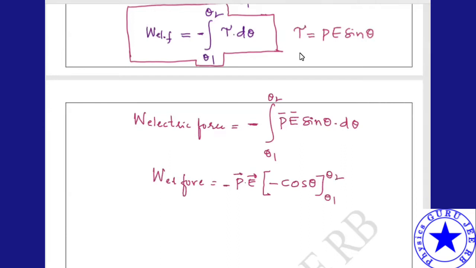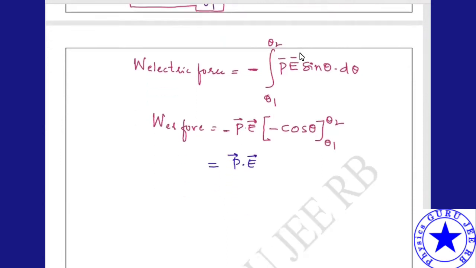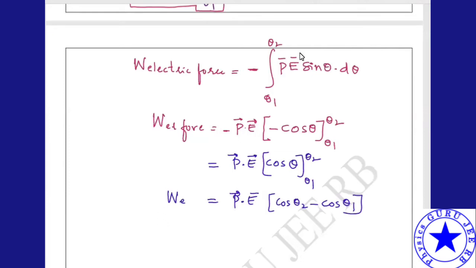Fine. So now you can write here P into E, minus of minus becomes plus, cos theta. One more step: cos theta from theta 1 to theta 2. So upper limit minus lower limit of P dot E, that is nothing but P E cos theta 2 minus P E cos theta 1. This is nothing but work done by the electric force. Is it clear? This is the expression for work done, right?